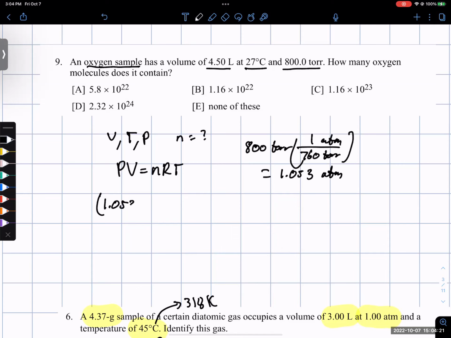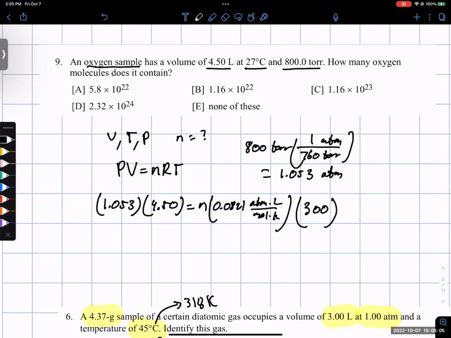P is 1.053. Our volume is going to be 4.50 liters. This is given up there. We're trying to solve for our moles. What is our R? 0.0821. And do you know the units on the R? Atmospheres times liters divided by moles times Kelvin. Yeah, exactly. The reason why R exists is just to cancel out all your units, to make all the math work out. And then we have our temperature. So we have 273 plus 27, that should be 300 Kelvin even.